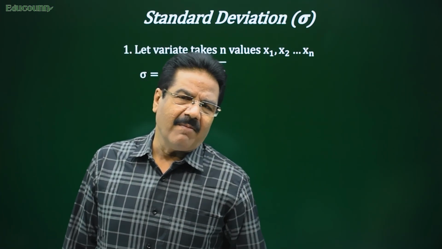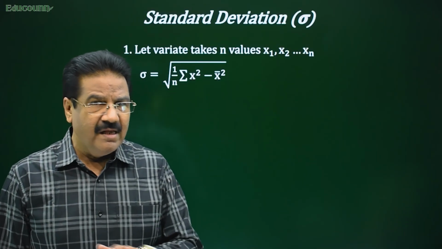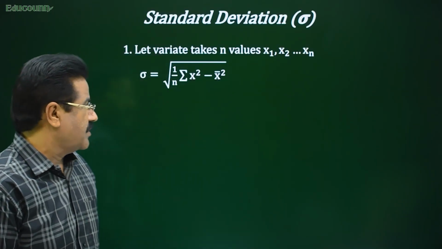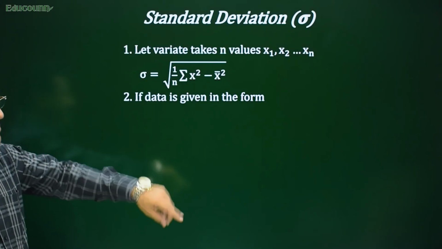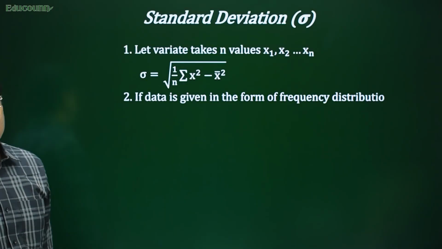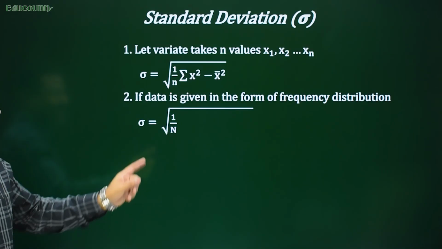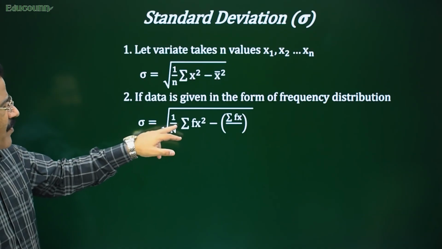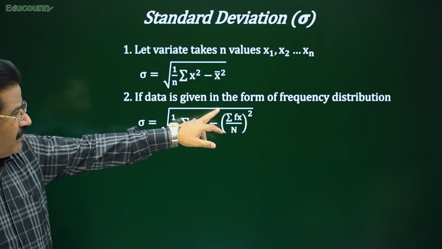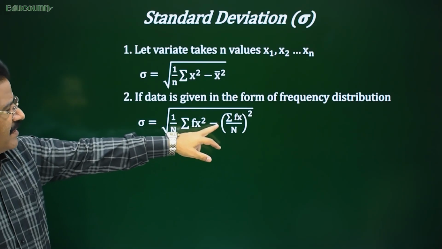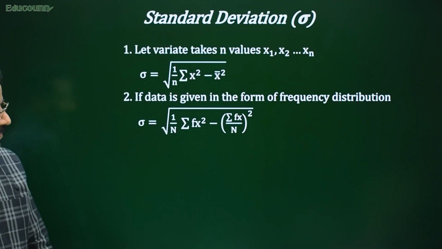Remember, whenever we talk about small n, it means the total number of readings to be considered. There is no question of frequency distribution. Number two, we can take when data is given in the form of frequency distribution, then sigma is equal to the same formula, but now it is 1 upon n summation of fx square minus, we know the formula of x bar from the last topic, summation of fx upon n whole square. It is nothing but x bar square.